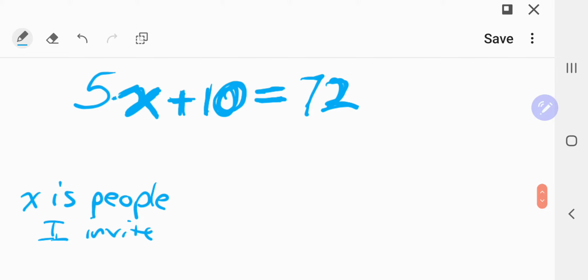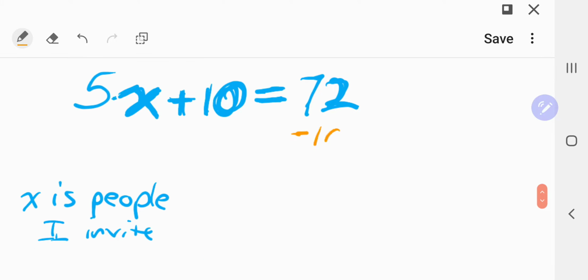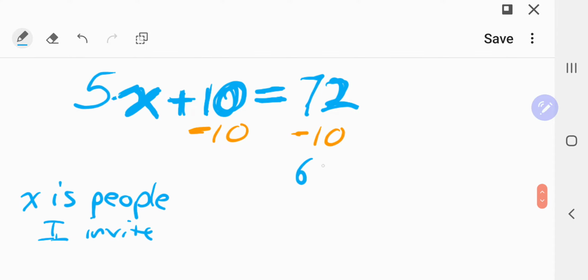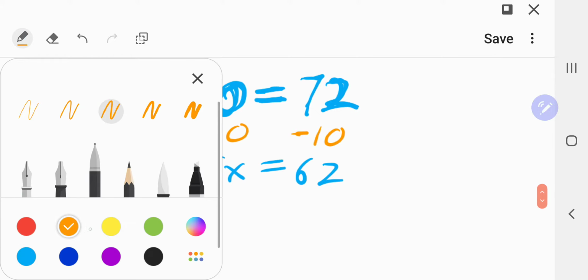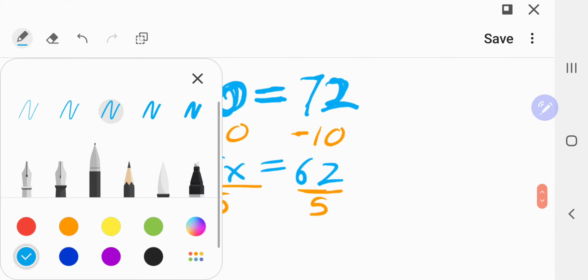Well, this is regular algebra, so we can figure it out. Minus 10 from both sides. We're removing their information from the equation. We're going to remove all the information from the equation except for the x. These 62 pumpkins need to be split up into 5 apiece. Well, let's divide by 5. 5 per person, leaving us finally with persons.